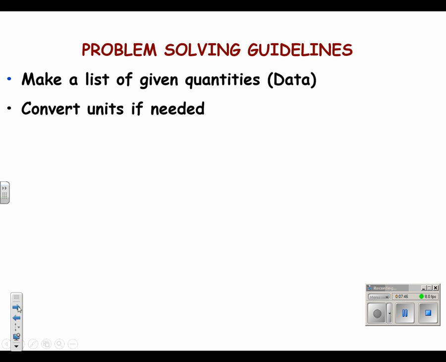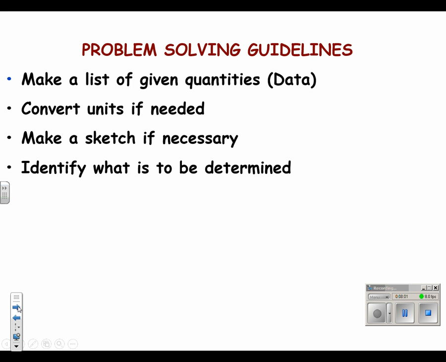Then convert units. Everything should be in meters and seconds and kilograms for what we're going to be doing this year. Then make a sketch if you really need to. Sometimes you will and sometimes you won't. It'll depend on the problem that we're doing. Identify what you need to figure out. So what are you trying to solve for? This is really important, these first 4 steps, because they're really how you start to figure out which equation from the formula chart you need to be able to use.